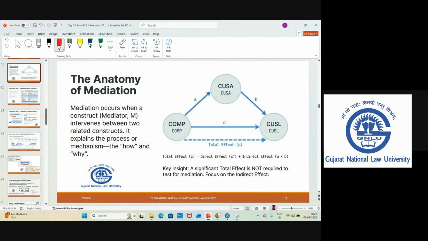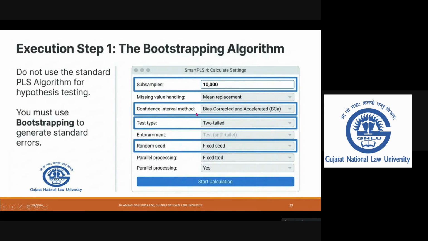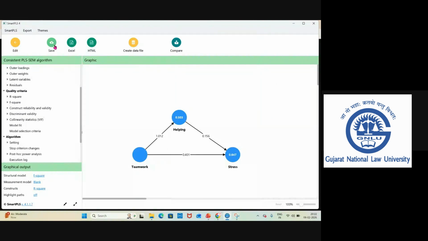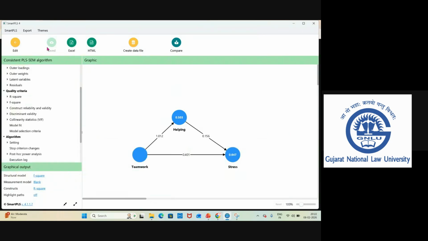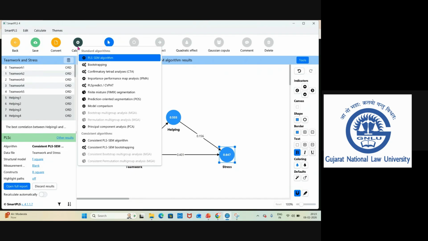Next, we are going with the mediation analysis. I already explained what mediation is at the beginning of the session. Now, how to conduct the mediation analysis. So just go back, click on save. I'll give you a structural model. Again, just click on edit. Now here, go to calculate. What we are going to do here is consistent PLS-SEM bootstrap.